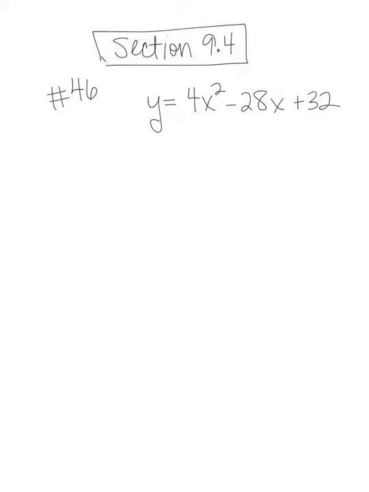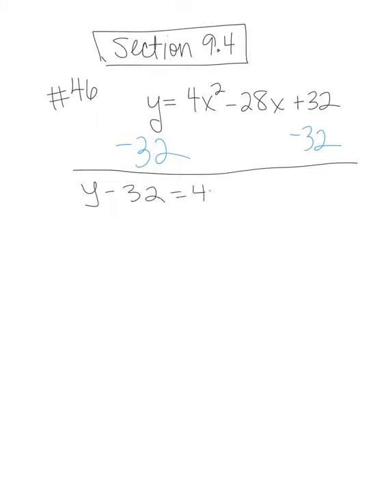The first thing we're going to do, to complete the square, you have to get x squared plus bx on its own. So we're going to subtract 32. Okay, so now we have y minus 32 is equal to 4x squared minus 28x.